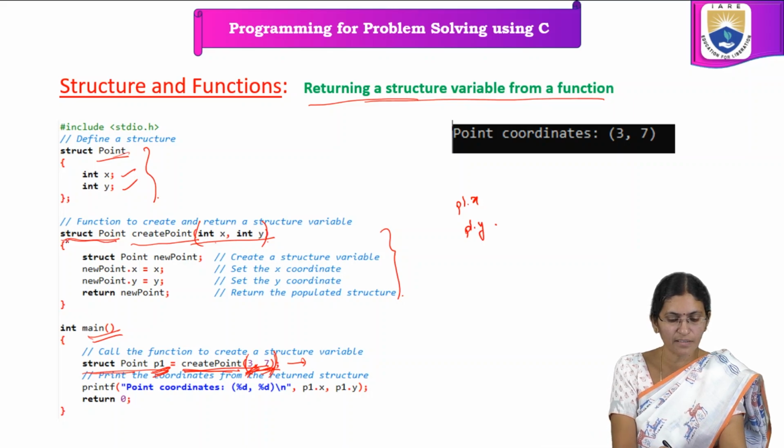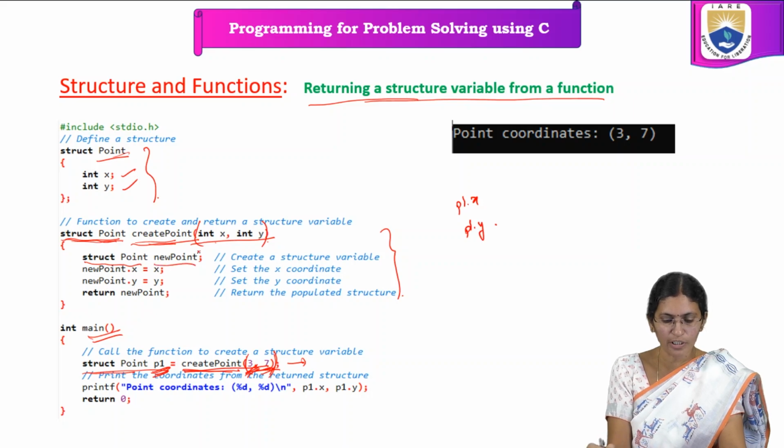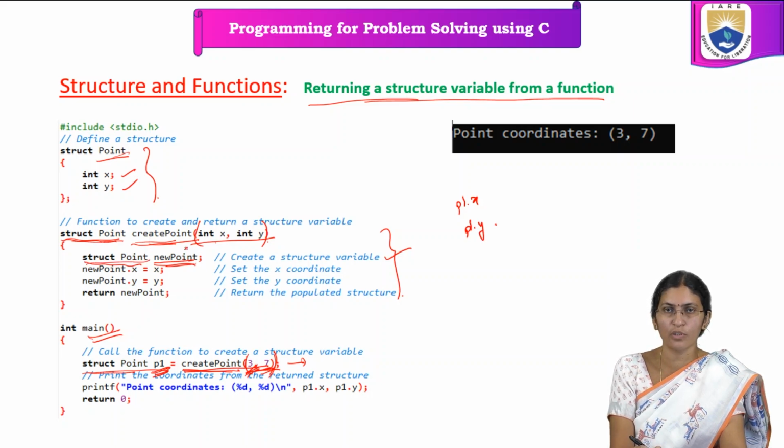This implies that this function will return a variable which belongs to the type struct point. Now inside the function, we are declaring a variable struct point new point. Here we are declaring a structure variable inside the function. This new point is a variable of type struct point, so it will have two attributes or two members.